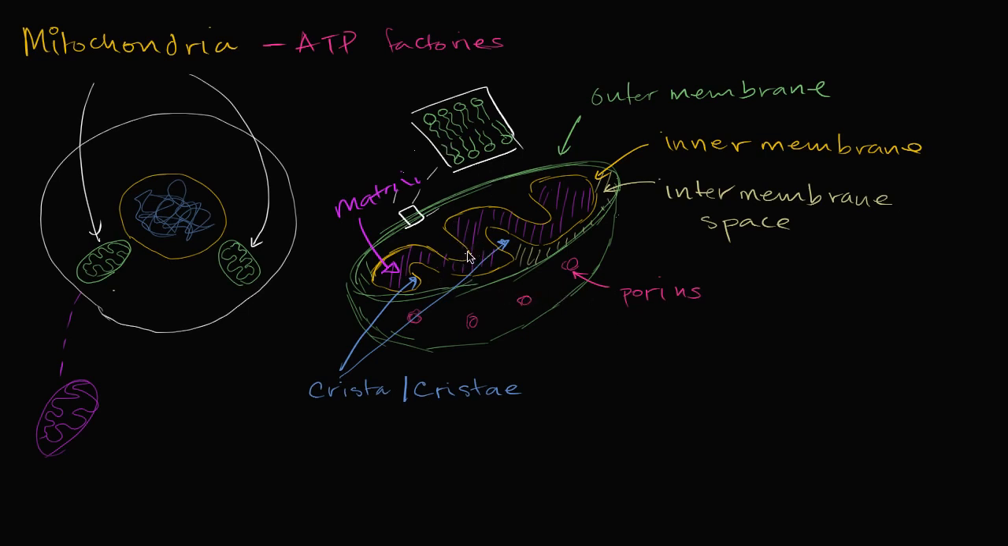And when we talk about cellular respiration, it has many phases in it. We talk about glycolysis. Glycolysis is actually occurring in the cytosol. So glycolysis can occur in the cytosol.